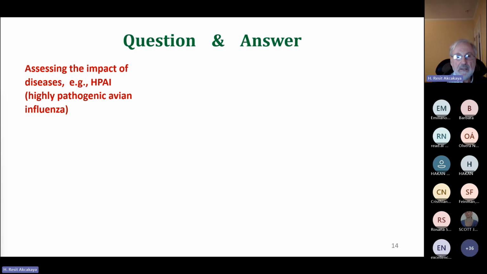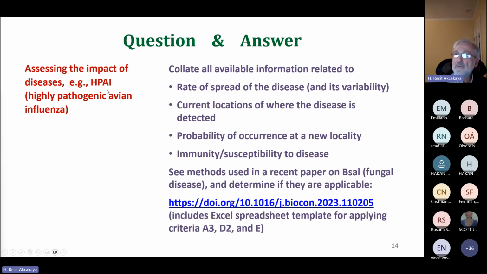Let me briefly talk about the disease stuff. So there was a question about the impact of avian flu. Now, my answer is not about avian flu because I don't know anything about this disease. But in general, the type of information that will be useful to assess a species impacted by a disease that is spreading is, first of all, the rate of spread of the disease, how many kilometers per year, that sort of thing, and how it is varying from year to year or place to place, the general variability. The current locations where the disease is detected, probability of occurrence at a new locality, and the immunity or susceptibility of the species to disease.